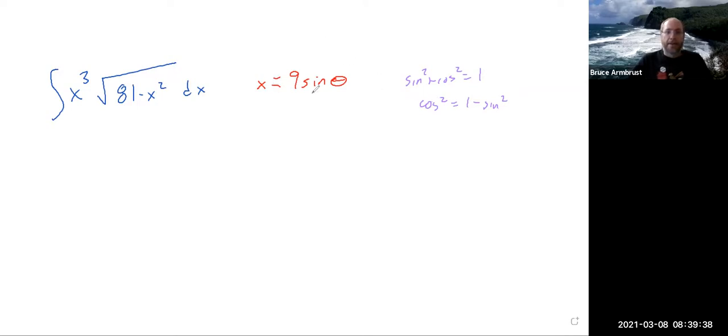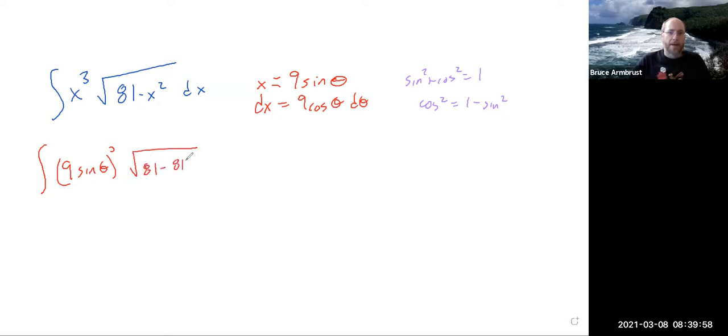All right, so we're going to go with x equals 9 sine theta. So then dx is going to be 9 cosine theta d theta. If we substitute all this stuff in, we're going to get 9 sine theta cubed times the square root of 81 minus 81 sine squared theta times 9 cosine theta d theta.